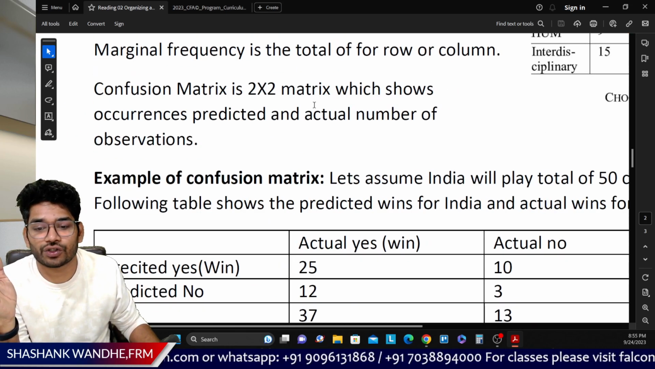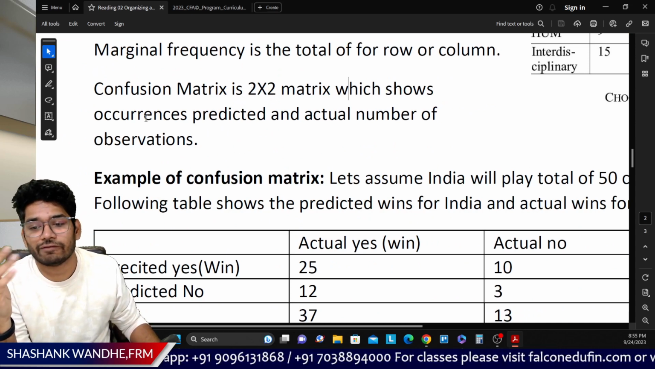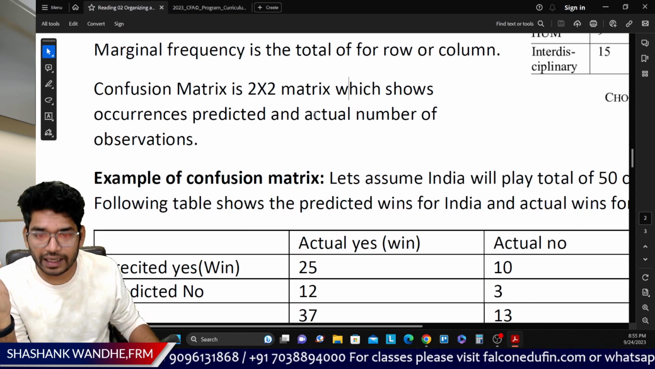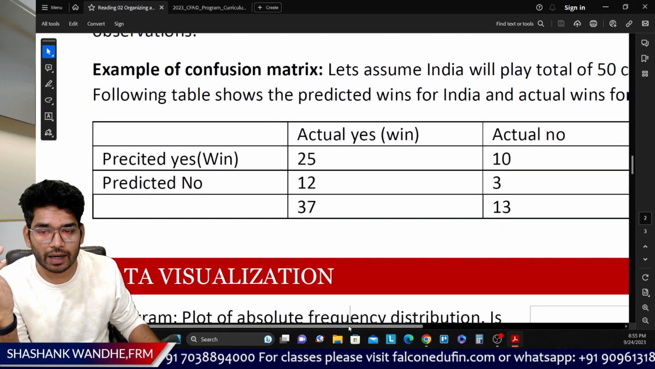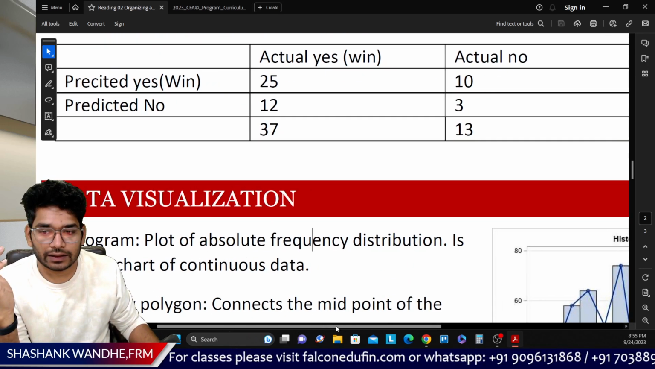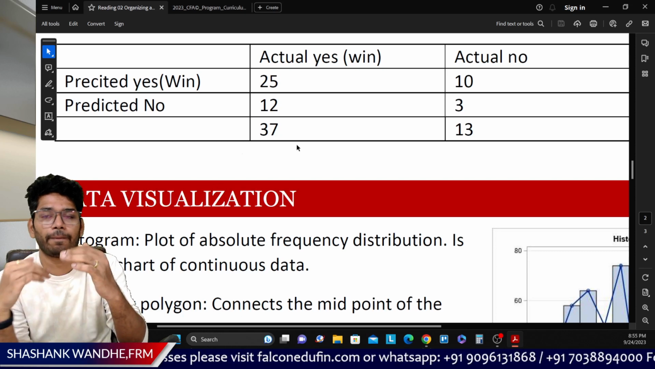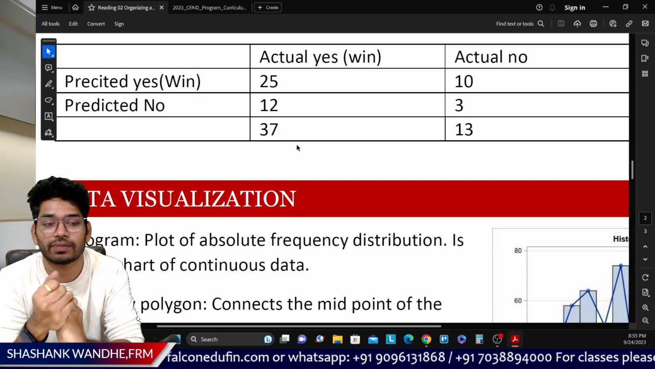Then you have the confusion matrix. So the confusion matrix is a 2 by 2 matrix, which shows the predicted and actual number of observations. So here we have the example of a confusion matrix. Now in this we have some predictions and we have the actual results. Here I took the example of a cricket match.